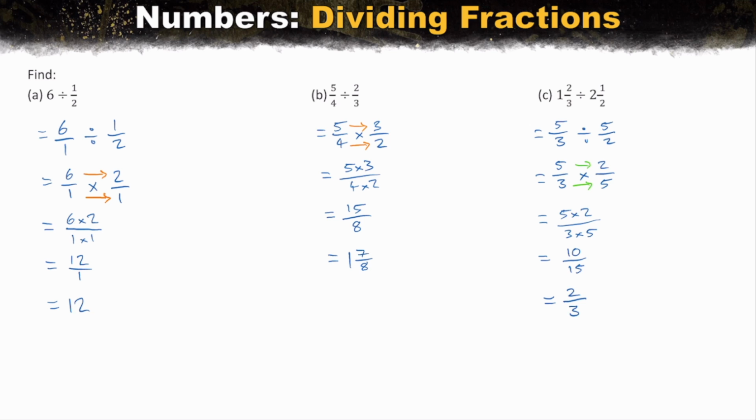Now, just to summarize, dividing fractions is very similar to multiplying. In fact, we make it a multiplication problem. But we have to make sure we've got fractions first, so improper fractions or proper fractions, and then we flip what we're dividing by and we change it into a multiplication problem instead.